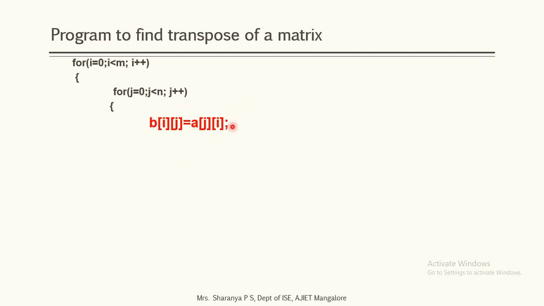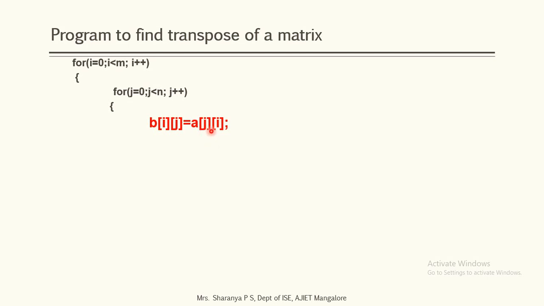And what is the condition that we have to perform? Here, I refers to row and J refers to column. Here, B of ij refers to the resultant matrix. How do we need to store B of ij? When we are storing the elements into the resultant matrix, we are changing rows into columns and columns into rows.